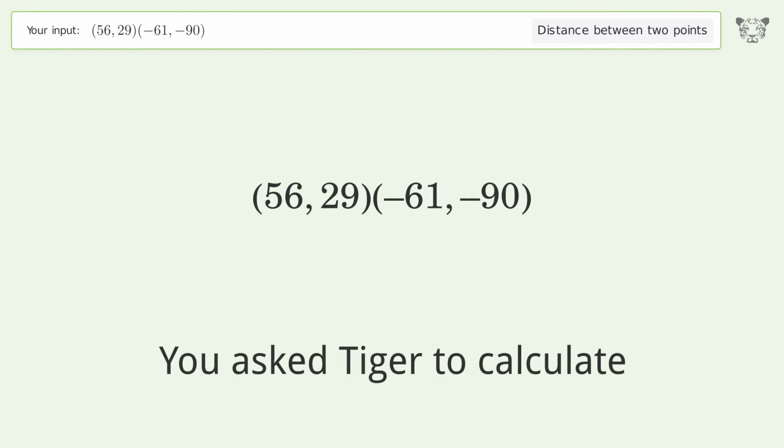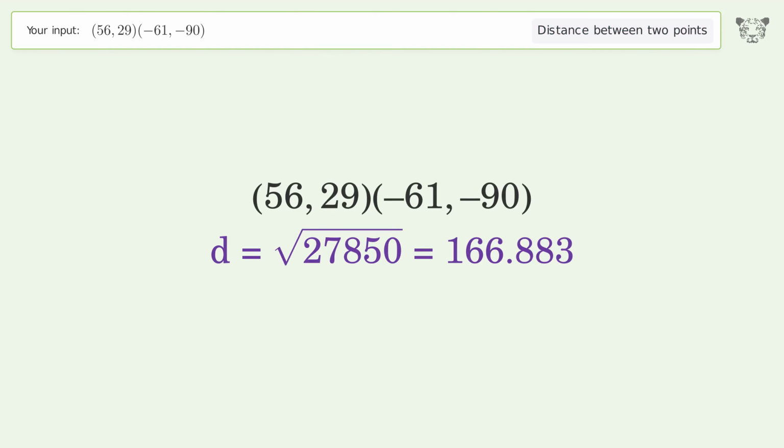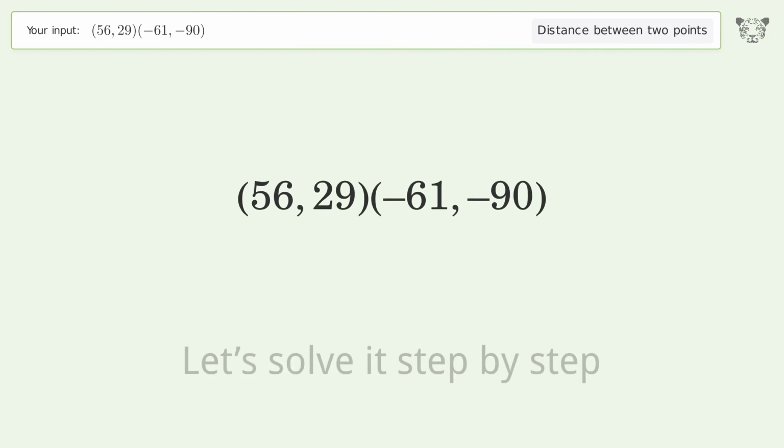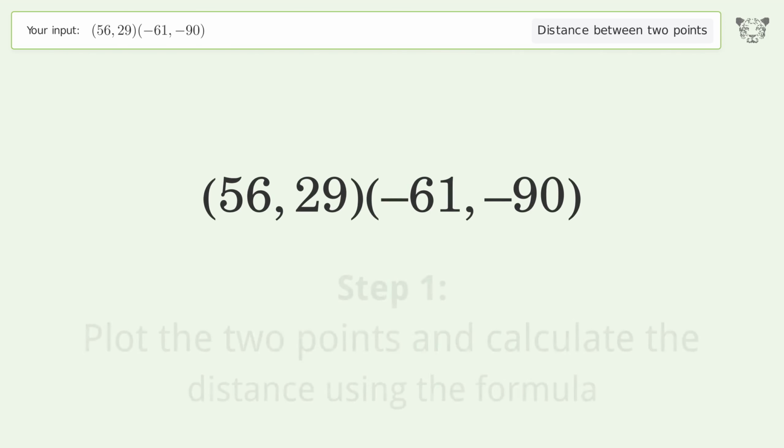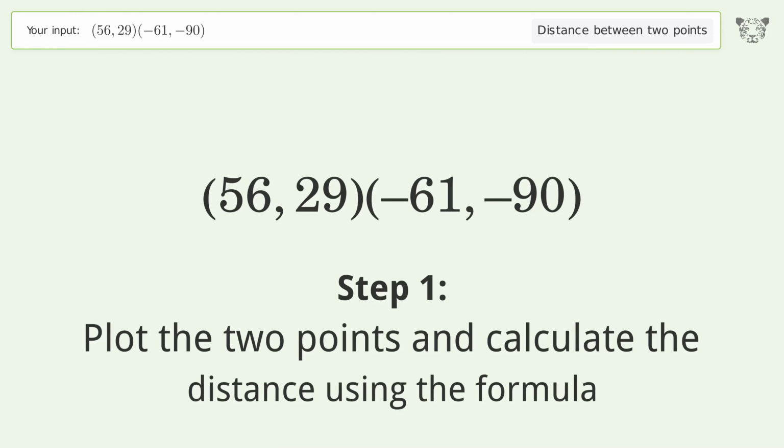You ask Tiger to calculate. This deals with the distance between 2 points. The distance between the 2 points is the square root of 27,850 or 166.883. Let's solve it step by step. Plot the 2 points and calculate the distance using the formula.